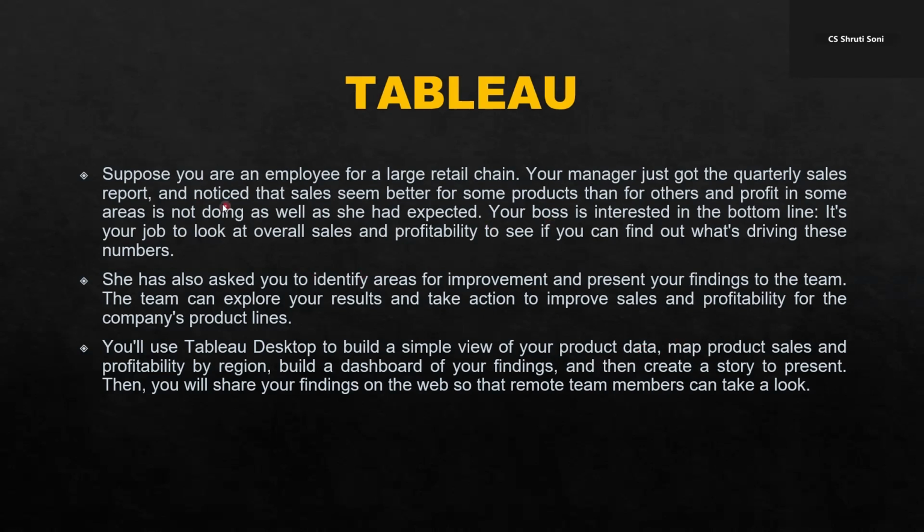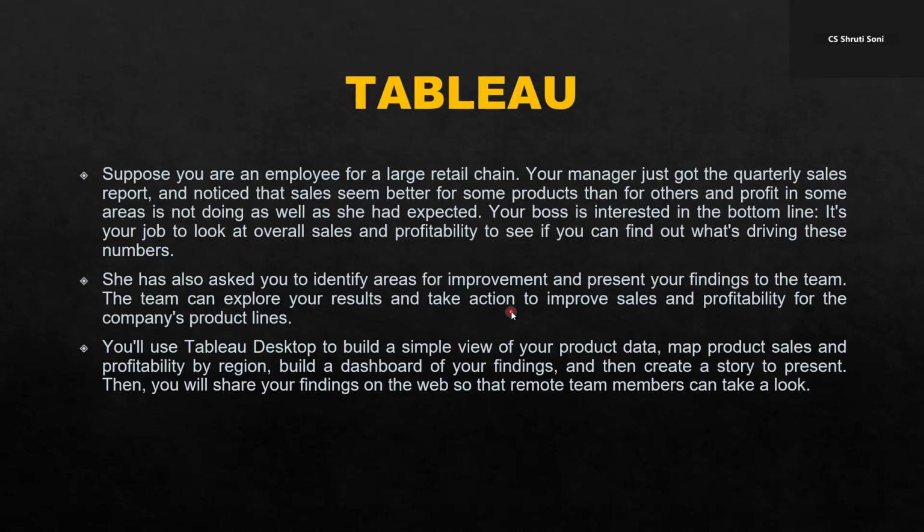Now, let us understand that supposing you are an employee for a large retail chain, your manager has just got the quarterly sales report and she has noticed that sales seem better for some products than for others. And profit in some areas is not doing as well as she had expected. So, she's got a quarterly report, some products are doing good and some of them are not doing good. So, she wants to know what the scenario was. It's your job to look at the overall sales and profitability to see if you can find out what's driving these numbers. And she is just interested in the bottom line, that what and how. Tell me what and how. So she's asked you to identify the areas for improvement and present your findings to the team.